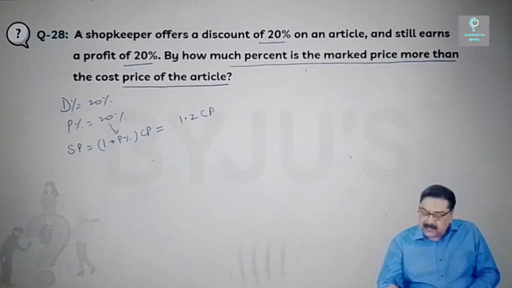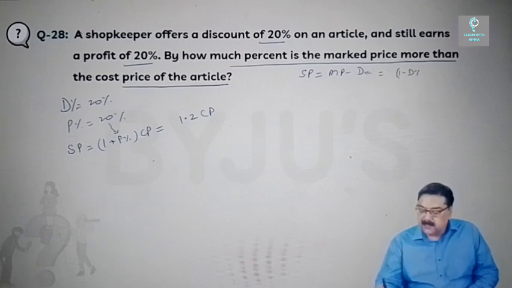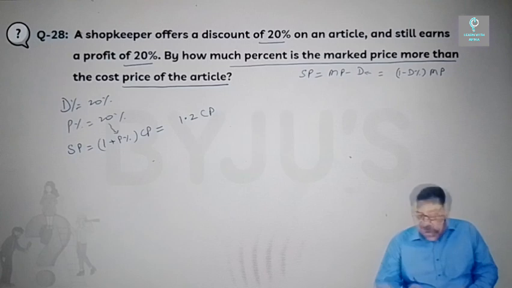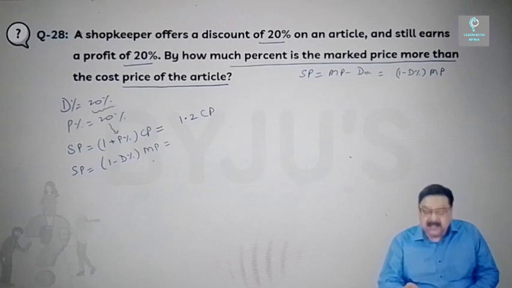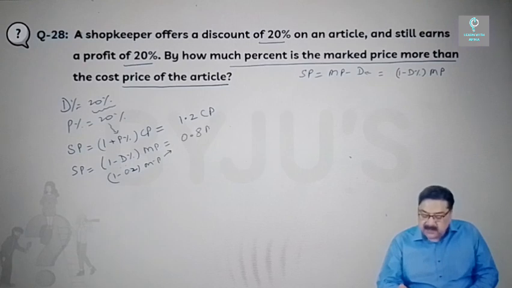Now we also know that selling price equals marked price minus discount, but discount here is the actual value. So I can also say this is 1 minus discount percent times the marked price. So selling price here becomes 1 minus discount percent into marked price. Discount percent is given to us as 20%. So 1 minus 0.2 times marked price. So it becomes 0.8 times marked price.